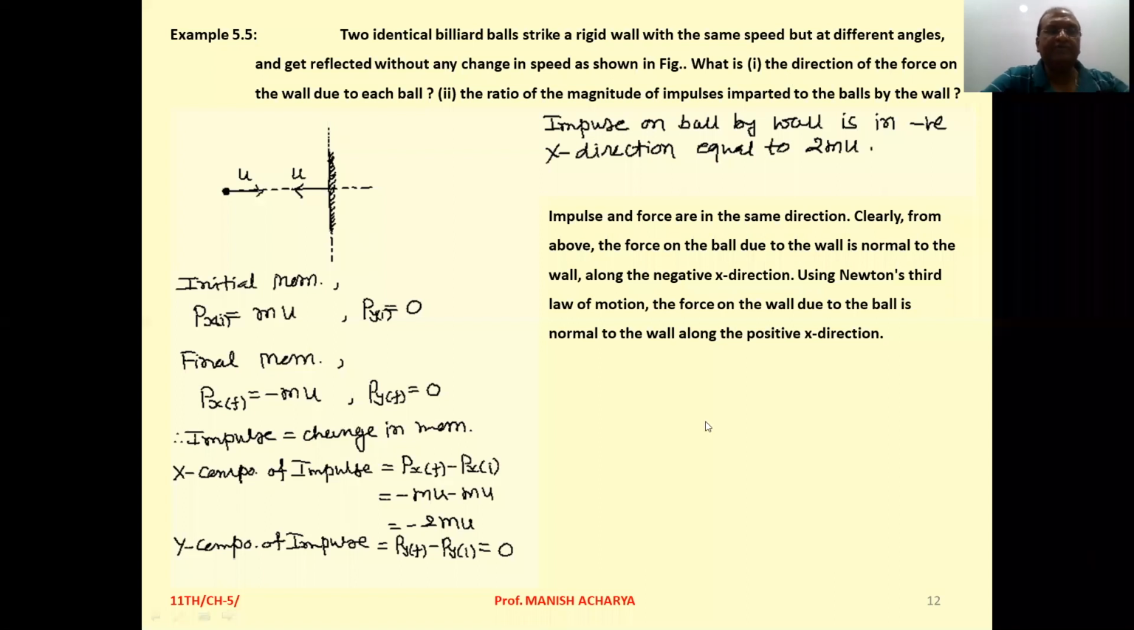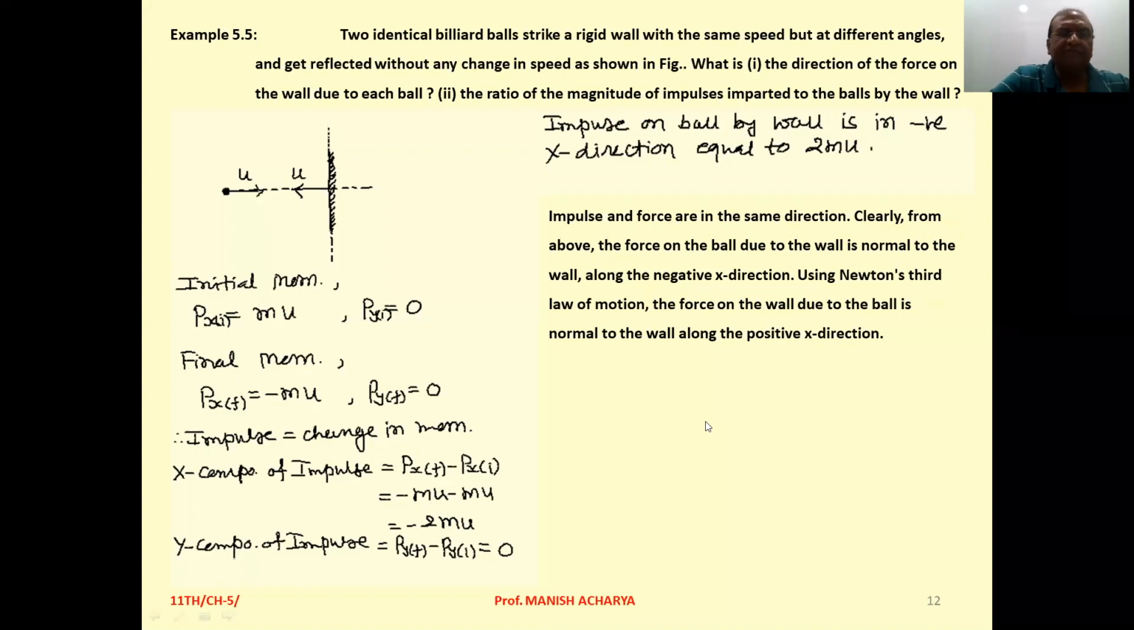Example 5.5. Two identical billiard balls strike a rigid wall with the same speed but at different angles and get reflected without any change in the speed, as shown in the figure. Question 1: What is the direction of the force on the wall due to each ball? Question 2: What is the ratio of the magnitudes of impulses imparted to the balls by the wall?